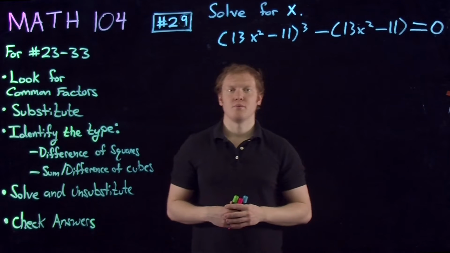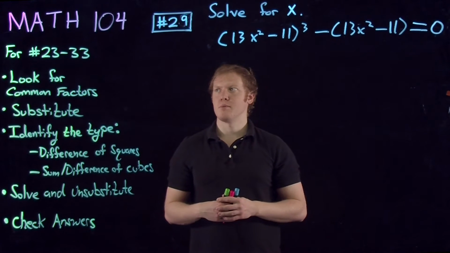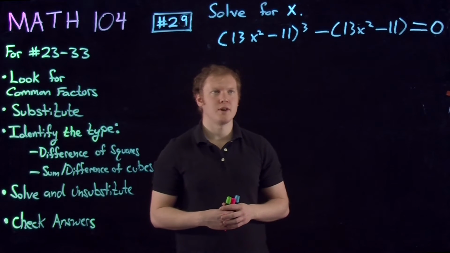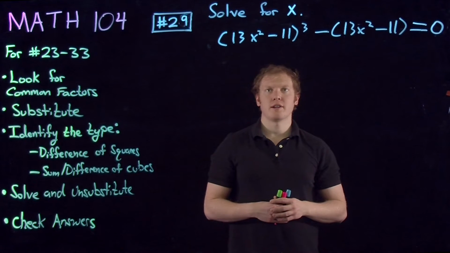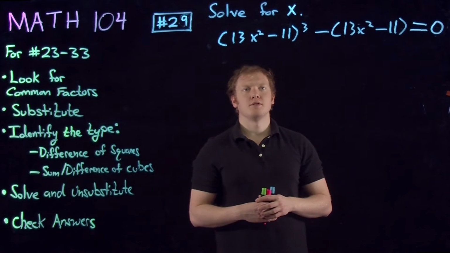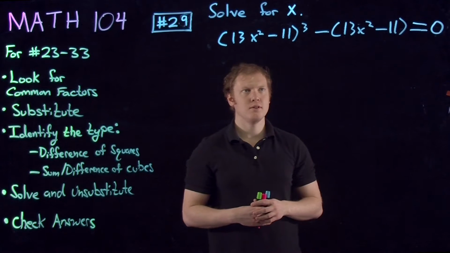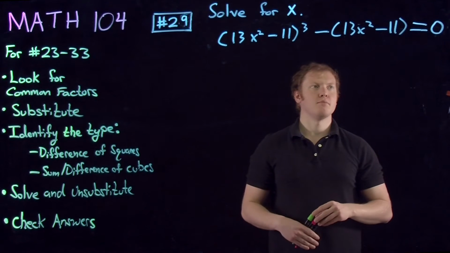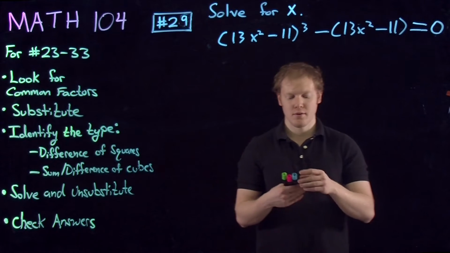Hello again. We are working through the problems for the Math 104 Gateway from the set 23 through 33. And we are working on number 29, which is solving for x in the equation (13x squared minus 11) cubed minus the quantity 13x squared minus 11 equals 0.